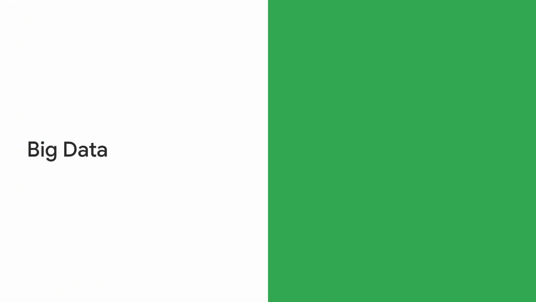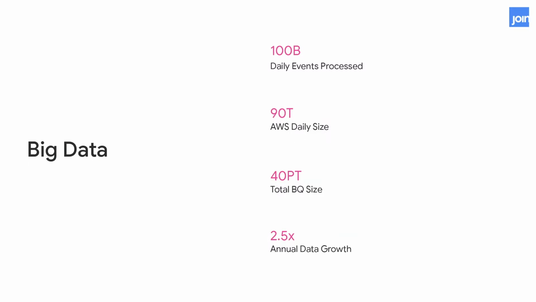In order to provide all those insights, we are collecting a huge amount of data. We process about 100 billion events on a daily basis. We store 90 terabytes of data in AWS on a daily basis, and we also have a BigQuery database where we have about 40 petabytes of data to date. The annual growth of all this data is two and a half times a year, and it's quite a lot of data to process and save.